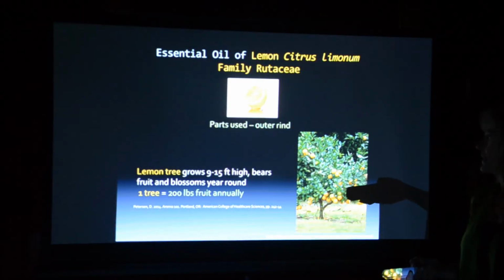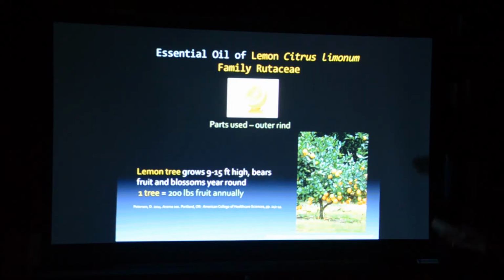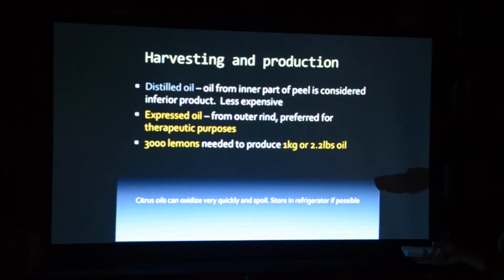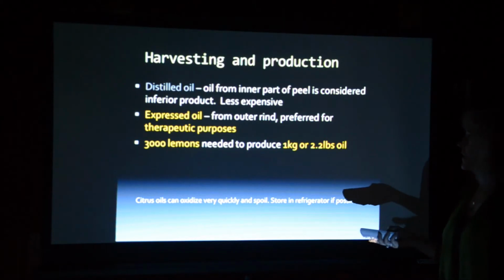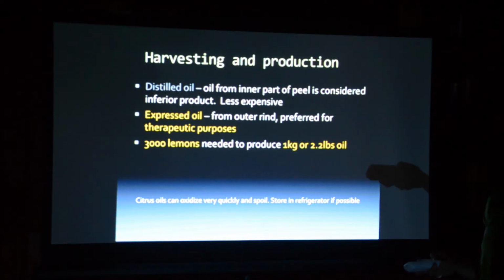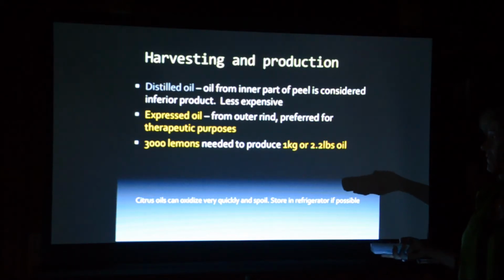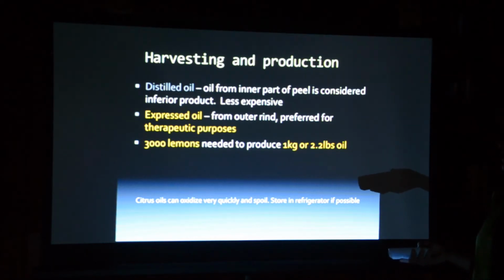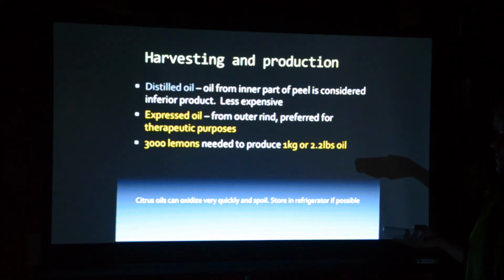Essential oil, lemon. Lemon is its part that's used is the outer rind, and at the lemon tree, one tree produces about 200 fruits annually. It's a very, very popular essential oil and has multiple uses. The distilled oil is the less expensive kind. It's from the inner part of the peel, and it's an inferior product, so it's not the therapeutic oil that comes from the outer rind, which is the expressed oil, and that's the preferred method when you want the therapeutic oil. There's 3,000 lemons produce 2.2 pounds or 1 kilo of oil, which that's a lot of lemons.